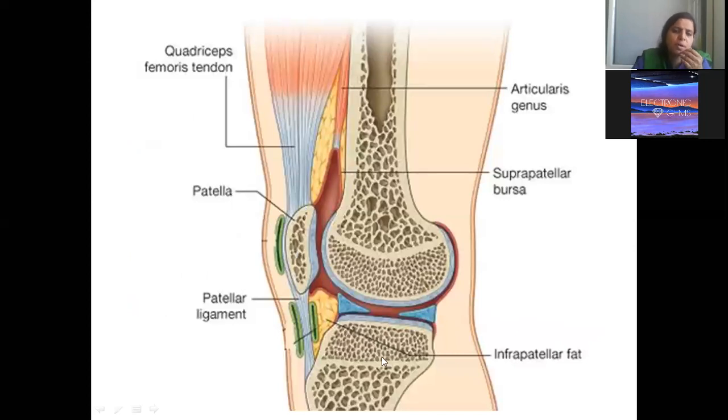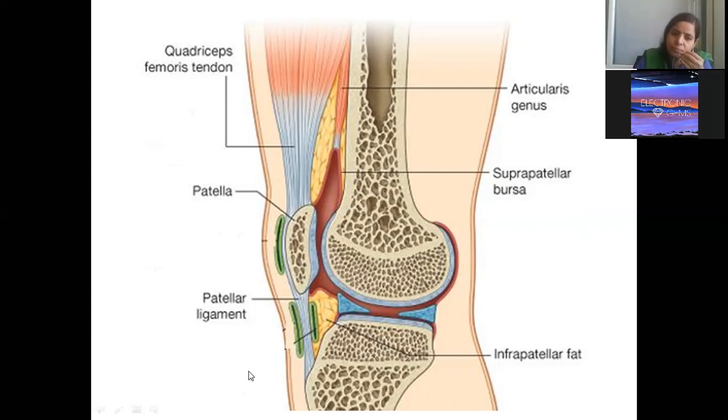Now in this picture, what are we able to see? This is the quadriceps femoris, four muscles. This is the tendon of quadriceps femoris. We know patella is a sesamoid bone which is ossified here. Then this is the ligamentum patellae, which is attached to the tibial tuberosity. In front, behind, everywhere, green structures are nothing but bursae: prepatellar bursa, suprapatellar bursa, infrapatellar bursa.